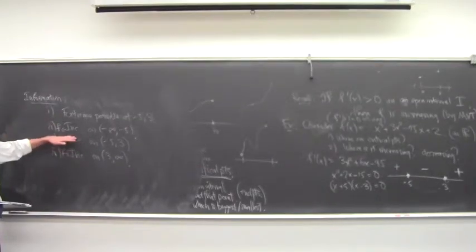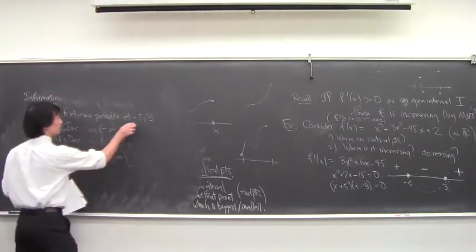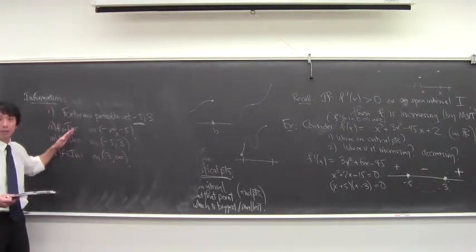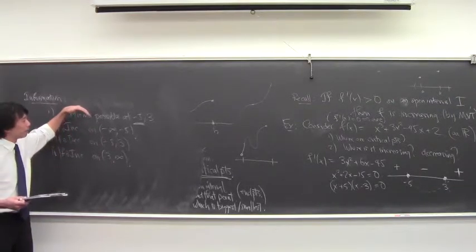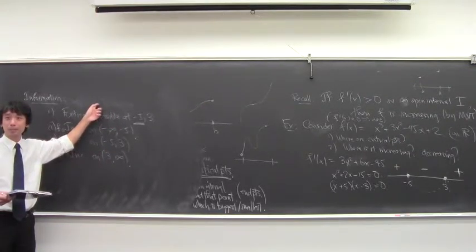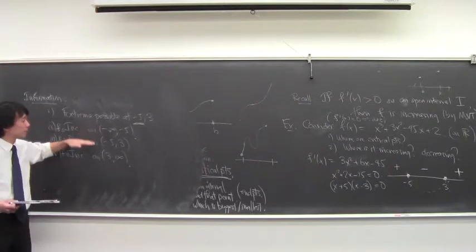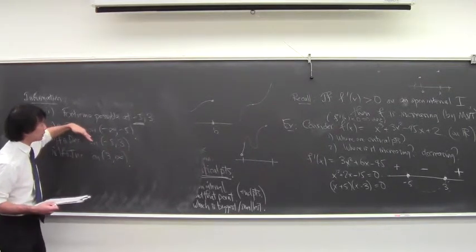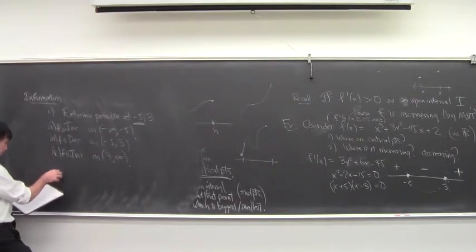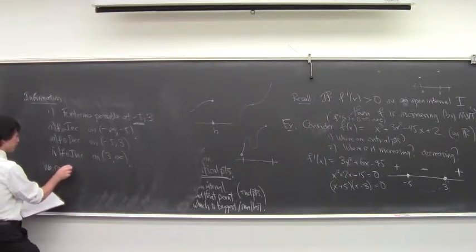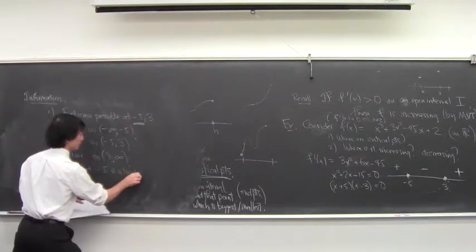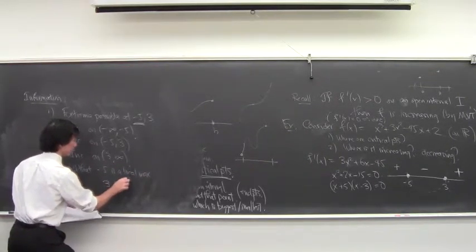So what does this tell you? This tells you everything. It says that before -5 we're increasing, and after -5 we're decreasing. So what does that tell you about -5? -5 is a local max. What about 3? Before 3 we're decreasing, after 3 we're increasing. So 3 is a local min. So we can tell that -5 is a local max and 3 is a local min.